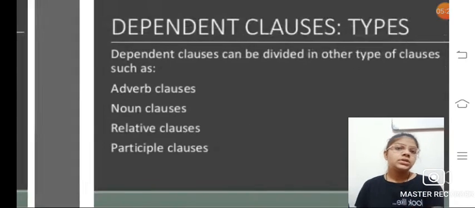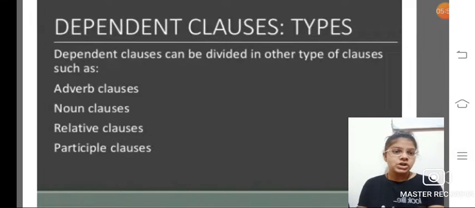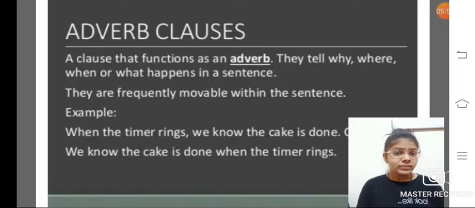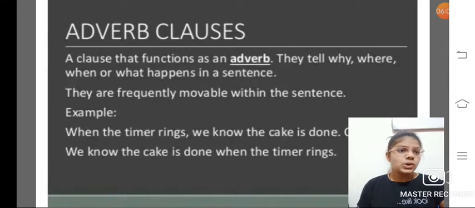Now, dependent clauses have some types. Independent clauses do not get any types, because they are just independent. Dependent clauses can be divided into other clauses also: adverb clauses, noun clauses, relative clauses, and participle clauses. So now let's learn about those. First is adverb clauses, a clause that functions as an adverb. Okay, so tell me first.